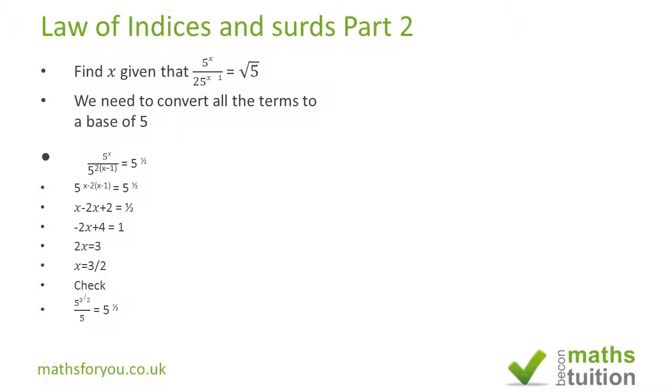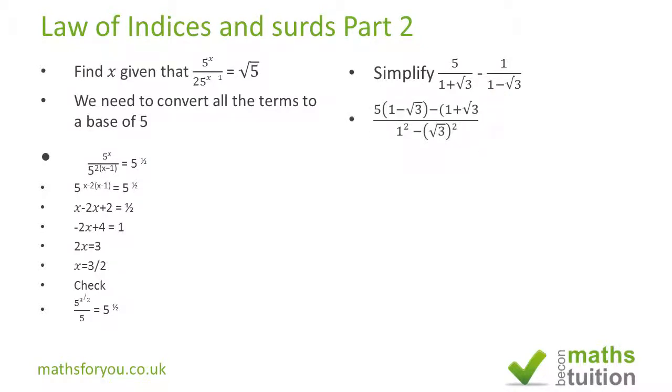So we're checked. Now for surds, we are asked to simplify this expression here, and straight away the lowest common multiple is 1 plus root 3 times 1 minus root 3. So we need to do something to rationalize the denominator, because we don't want any square root sign there. Anyway, let's see how we get on. So that now becomes 5 into 1 minus root 3 minus 1 plus root 3 divided by 1 squared minus root 3 all squared.